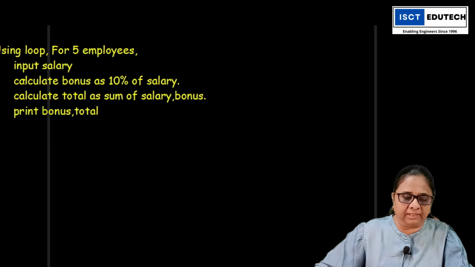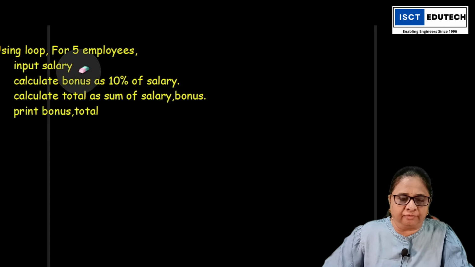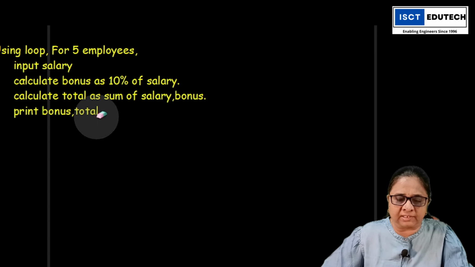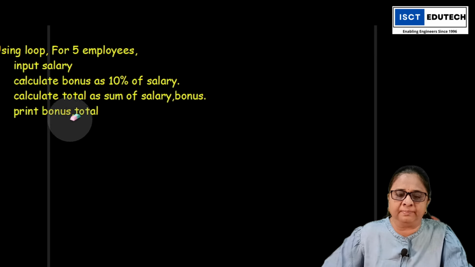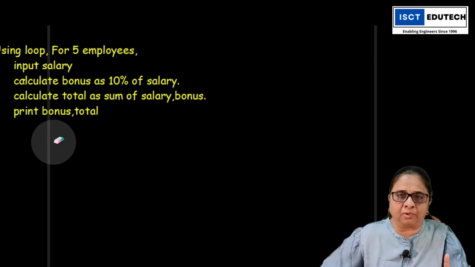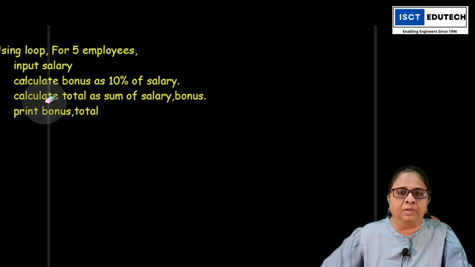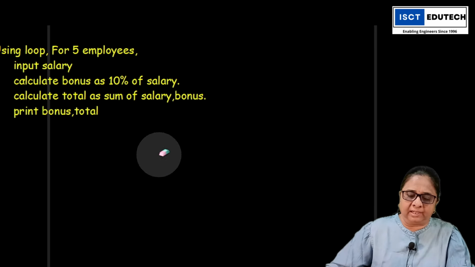Now the next example is, for 5 employees, I want to input the salary, calculate bonus as 10% of the salary, and calculate total as sum of salary and bonus and print them. You have done this for 1 employee at a time. Now do it for 5 employees using loop. Do it with post-check as well as pre-check. This is a practice example. Let's take the next one.